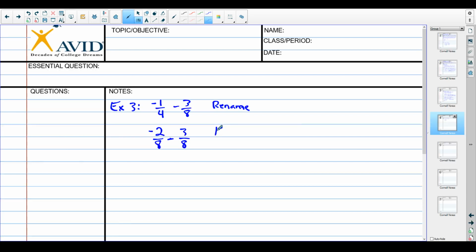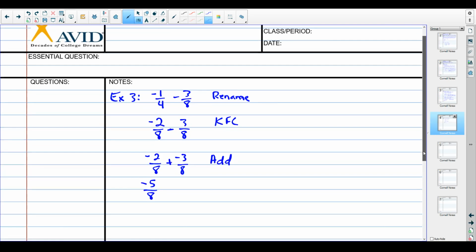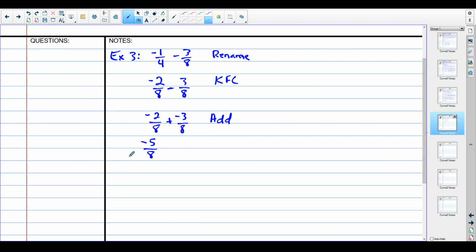Okay, then we use KFC to rewrite our fractions because we don't want to subtract when we're dealing with negative numbers. So we're going to keep negative 2/8 the same. We're going to flip minus to plus, and then positive 3/8 becomes negative 3/8. Okay, so now we have common denominator and we have an addition problem. So since we have the same sign, we can just add them together. So negative 2 plus negative 3 is just negative 5 over 8. Right, 3 down, 2 to go.